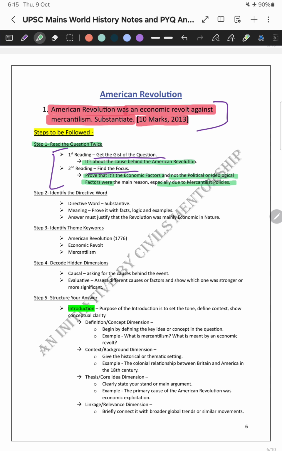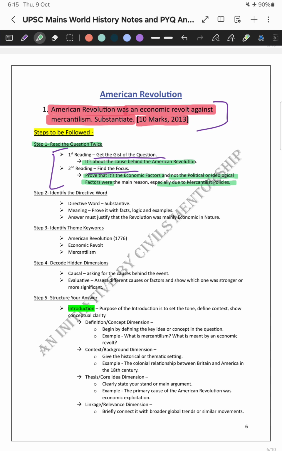So this is all about step 1. I hope you understood this. In this question, your answer must justify that economics was the driving force. So that's your focus.